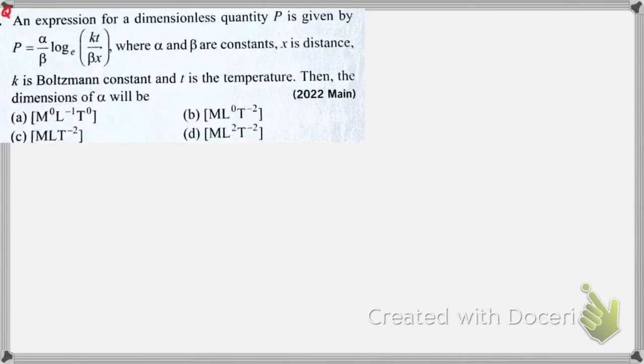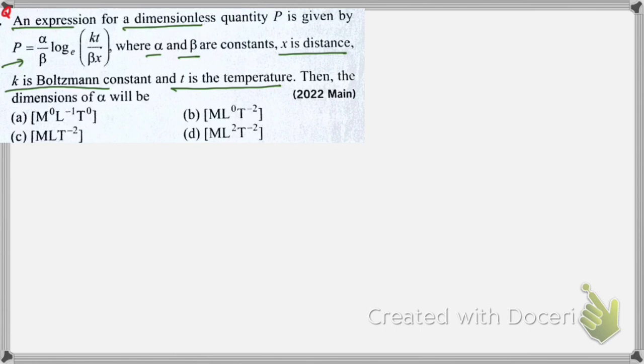So now here is the next question, an expression for a dimensionless quantity. Here P is the dimensionless quantity, and this is given by this relation, and alpha and beta are constants. It is not mentioned that alpha and beta are dimensionless constants. These are only constants, not dimensionless. Okay, they may have dimensions. So x is distance, k is Boltzmann's constant, T is temperature. We need to find the dimension of alpha. That means alpha must have dimension here.